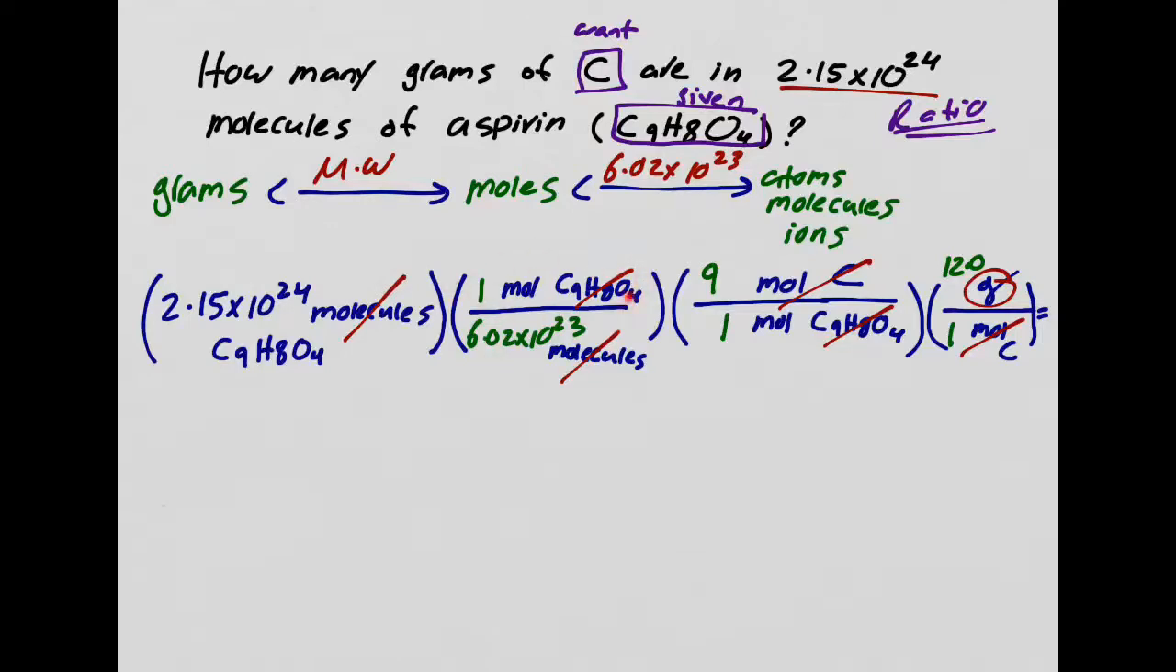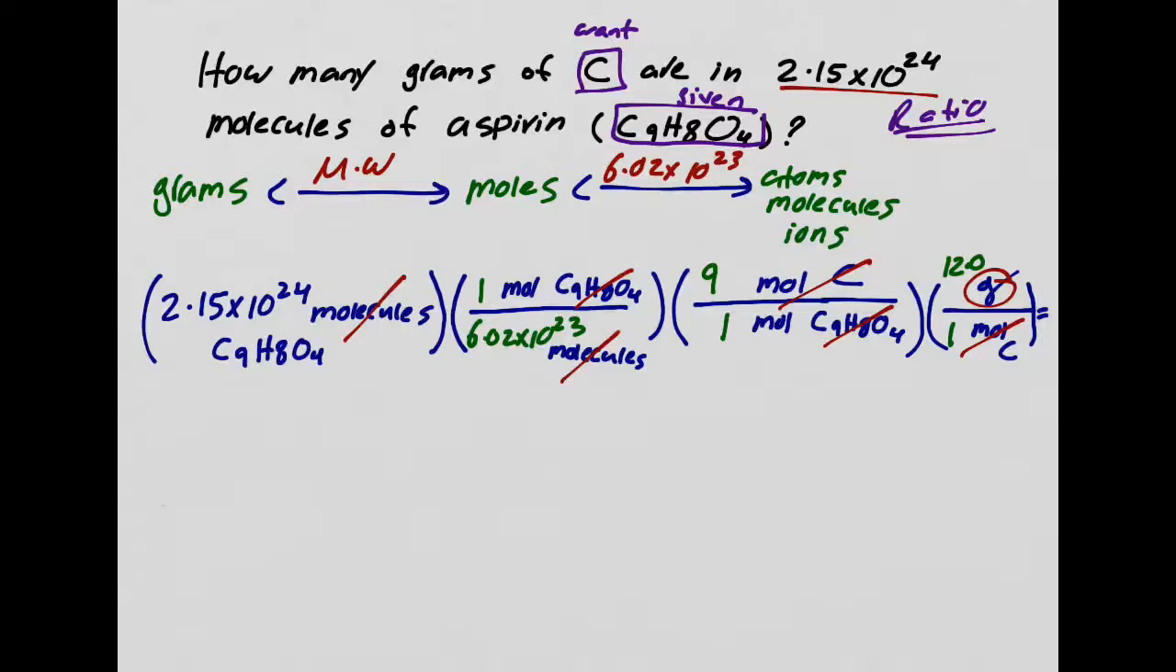Now that I have moles of C9H8O4, I'm going to do a mole conversion to get to what I want, because C9H8O4 is not what I want. I want carbon, and the mole ratio is I have 9 carbon in 1 C9H8O4. So I do the mole ratio here. So now I have the moles of carbon, which is what I want, and then I have to go from moles to grams, and I do that using the molecular weight of carbon. That part hasn't changed.